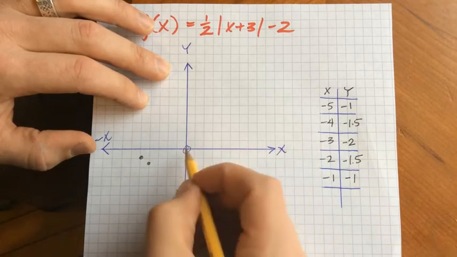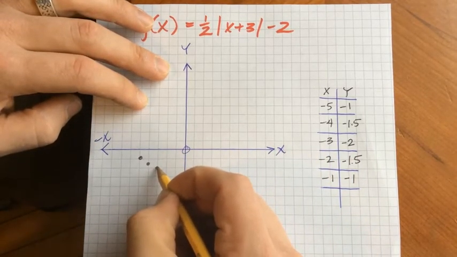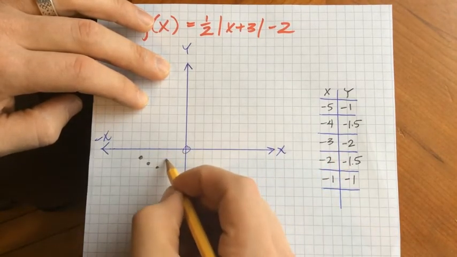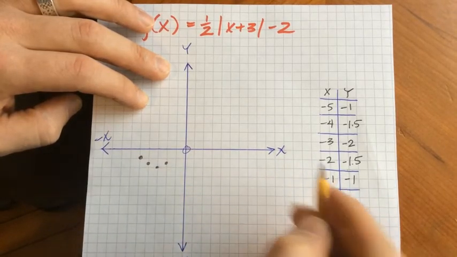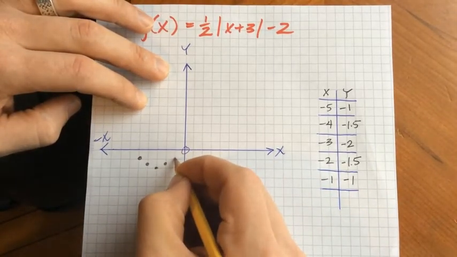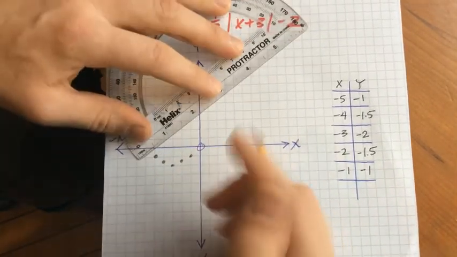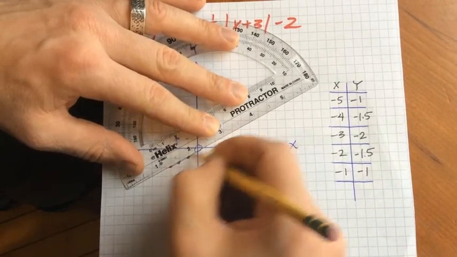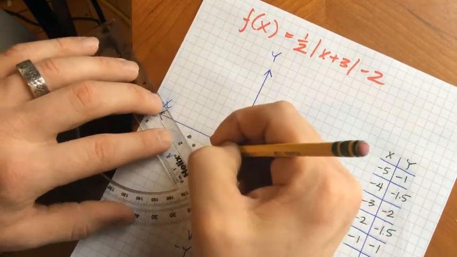-3, -2, so that's -1, -2, -3, 2, -1.5, and -1, 1. -1 is here. And so this creates the absolute value function that looks like this.